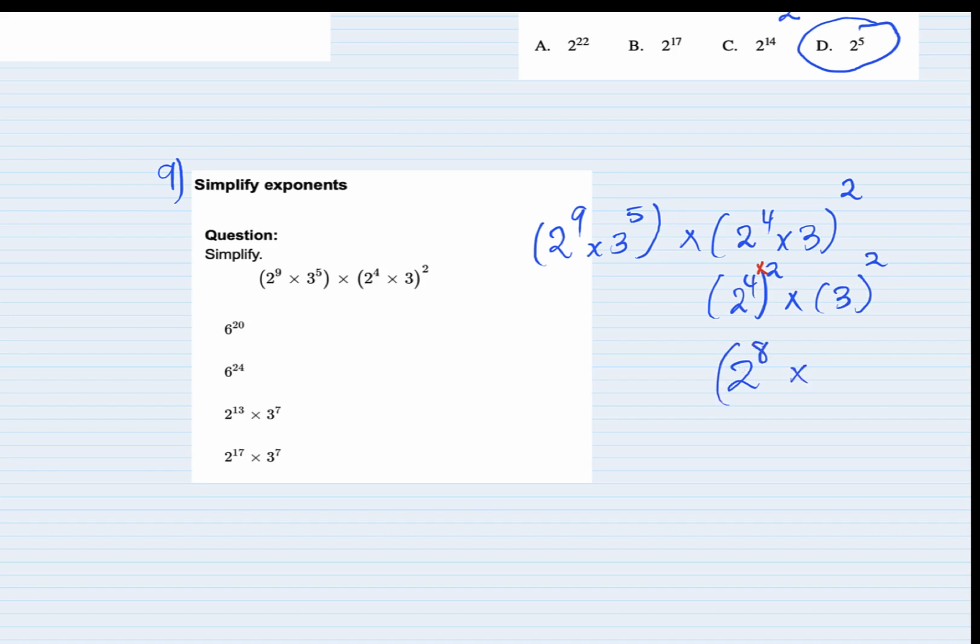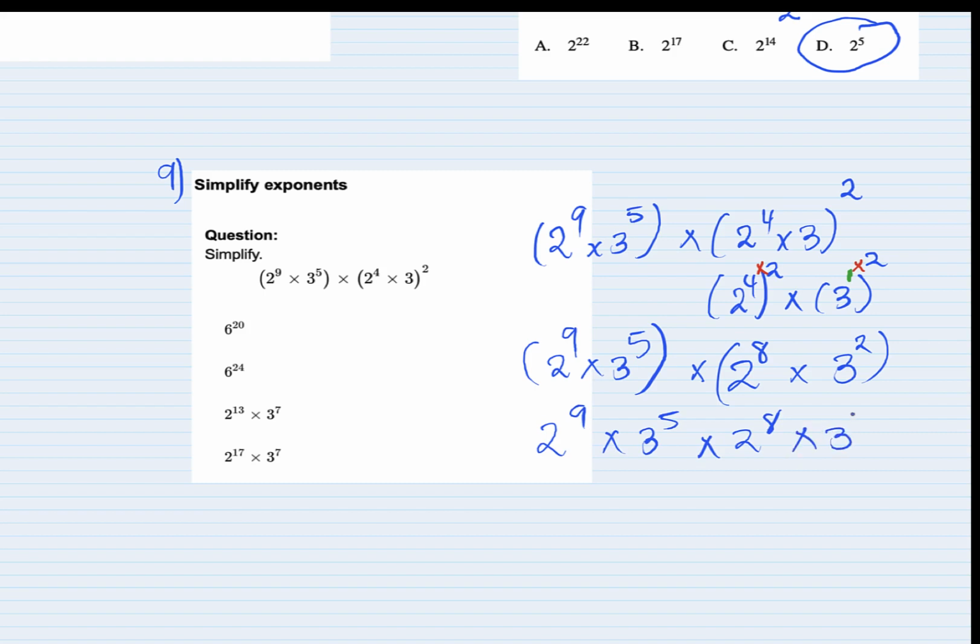Now here, you notice that there's no exponent there, but there is an invisible one. So if you have a base that does not have an exponent, there is an invisible 1 there. Just write it in. Many of my students do. And because it's the power rule, you would multiply, and 1 times 2 is 2. So that's 3 to the 2nd. And remember, we had the 2 to the 9th times 3 to the 5th. Now, because we're multiplying, you can drop all the parentheses, and you get 2 to the 9th times 3 to the 5th times 2 to the 8th times 3 to the 2nd.